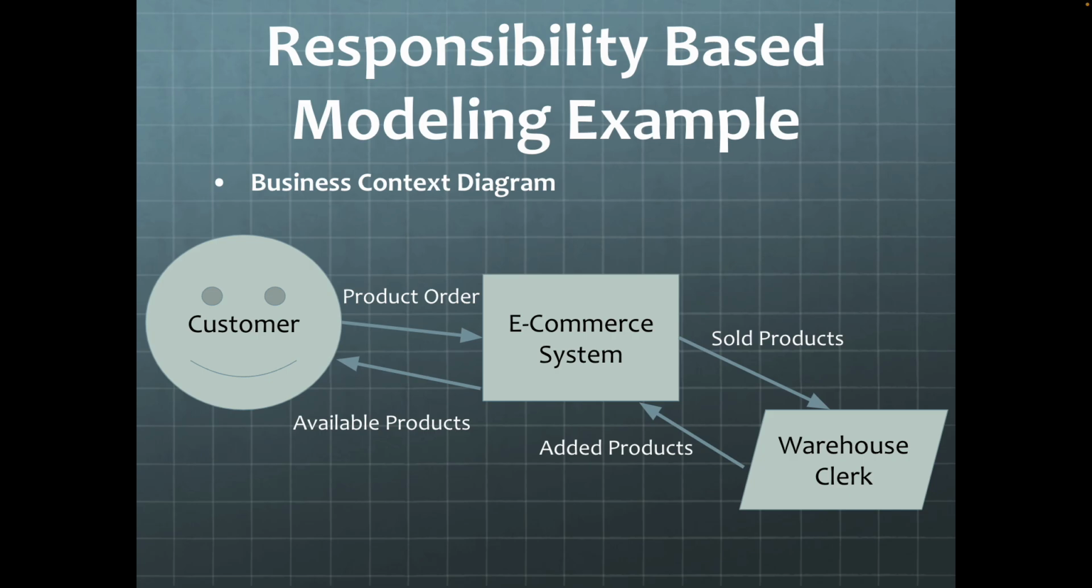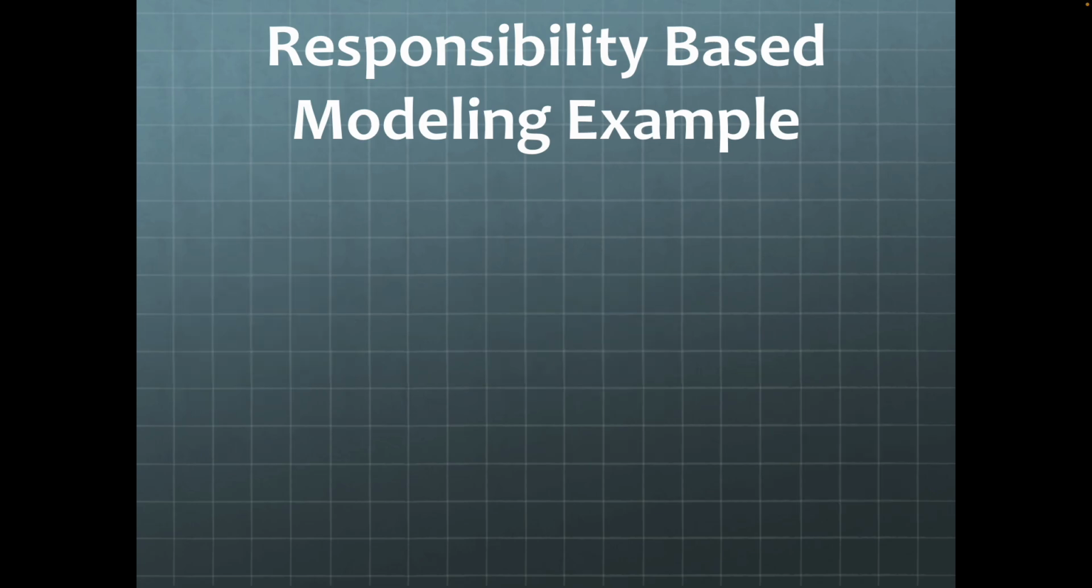It's an e-commerce system, and here the arrows are not operations in this case. The arrows are just the data that is passing between the different objects. So basically I get a list of available products, and then the customer makes a product order. And then finally, the e-commerce system is going to inform the warehouse clerk of the sold products so that the warehouse clerk would ship the product. And then the warehouse clerk can actually update the inventory by informing the system of the added products. So that's just a very simplistic example. It's not very realistic, but it's just an example.